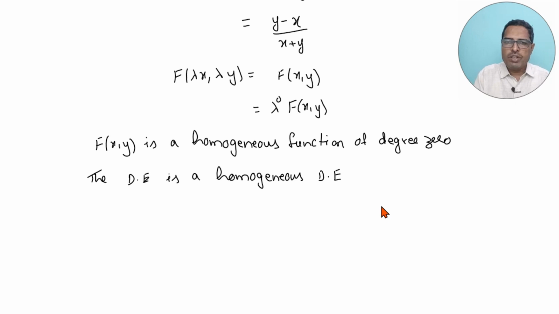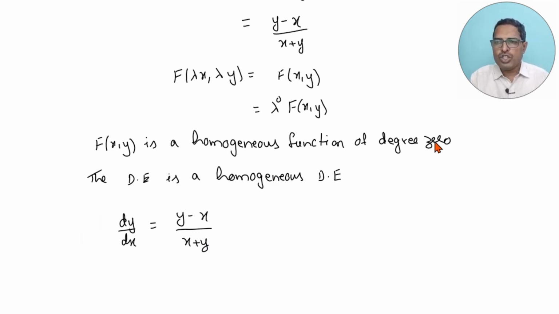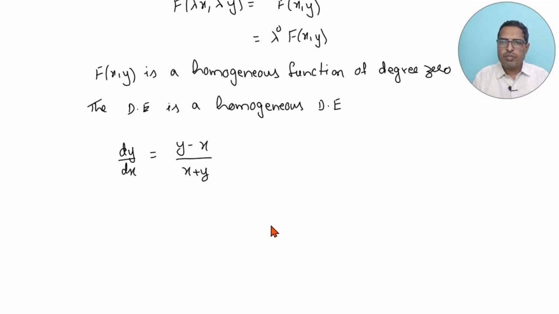So we have the differential equation as dy by dx equals (y − x) divided by (x + y). How to solve this homogeneous differential equation? We have already seen in previous videos how to solve a homogeneous differential equation. So let us continue solving it. Let us put y equals Vx. Let me take this as equation number 1.